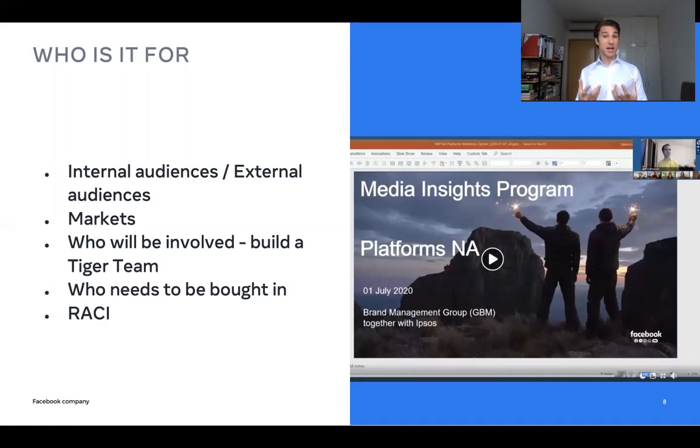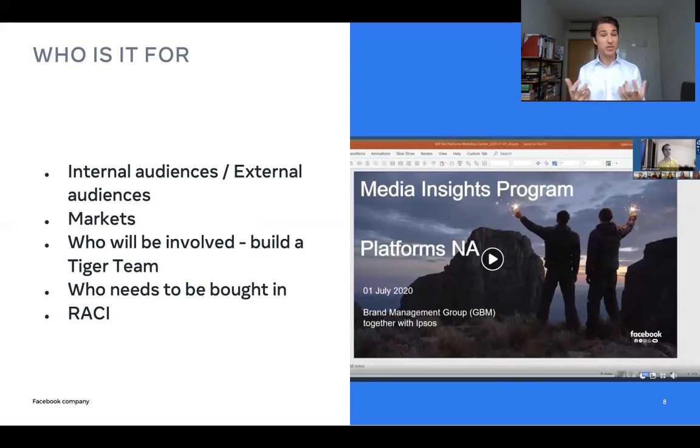We need to build our Tiger team. These are the people who are working with us week in, week out on the program to build for the future. So content marketers, educators, the sales teams as well. We have some representatives of those who are quite close to us and are a part of the program and help us to build.